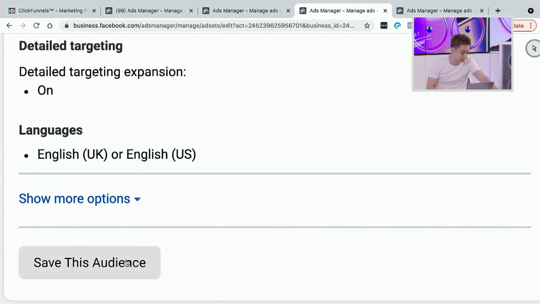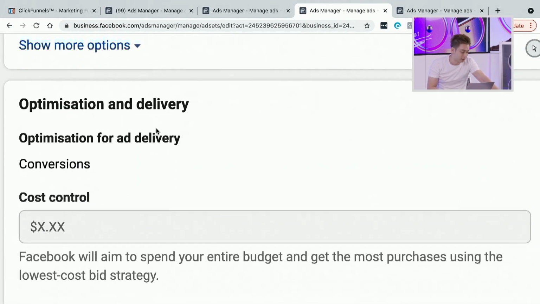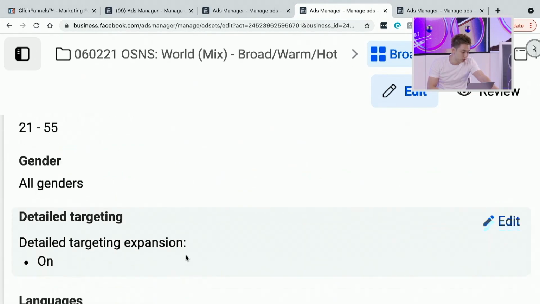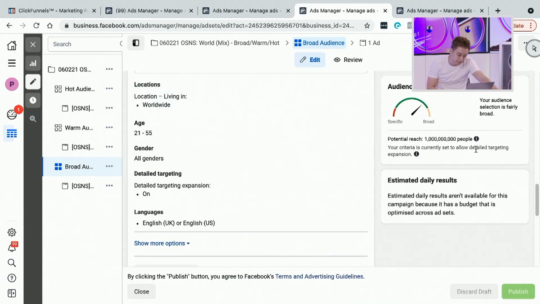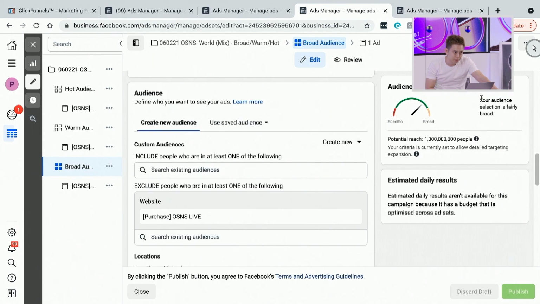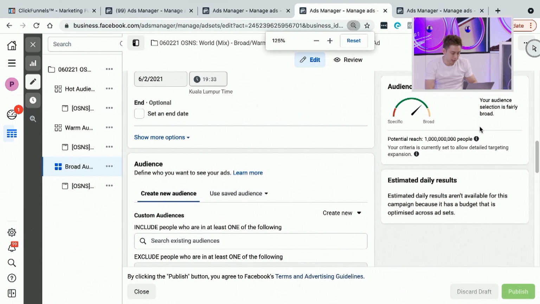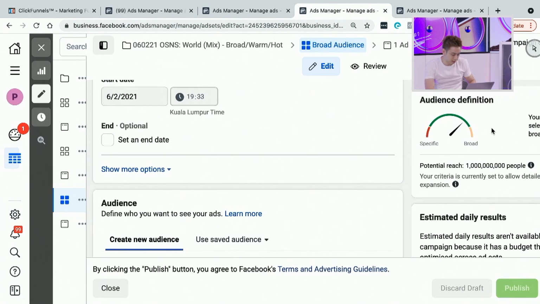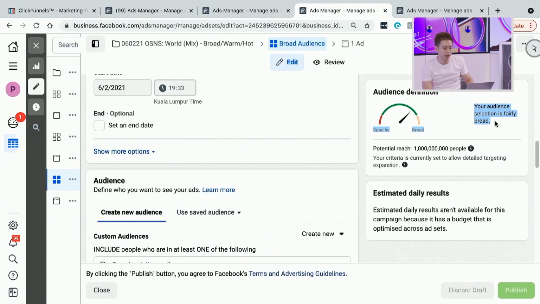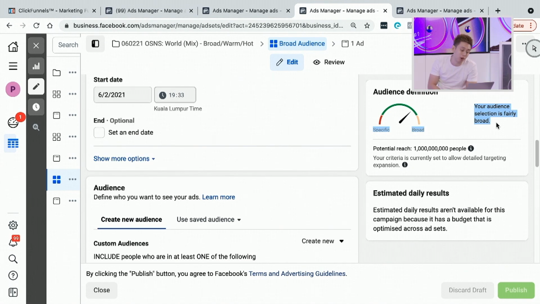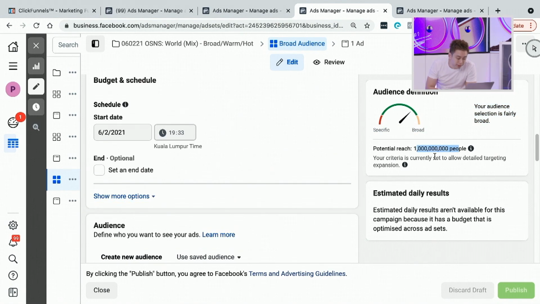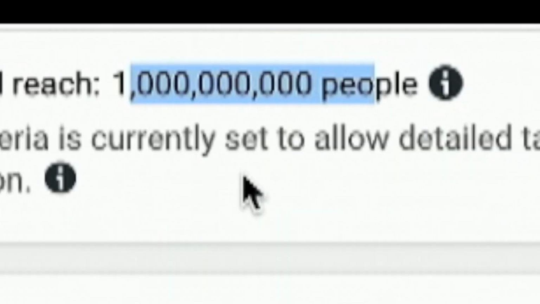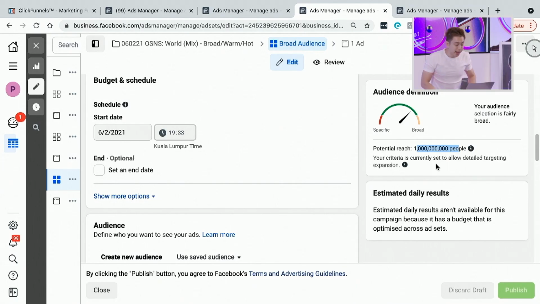Take a look at this, right? Look, ma, no interest targeting, and it's just based upon worldwide. And that's why, if I were to zoom out, you take a look at this. Even Facebook says your audience selected is fairly broad. Yeah, I think that's quite an understatement, right? It says potential reach 1 billion people. Okay, so this campaign is targeting 1 billion people.